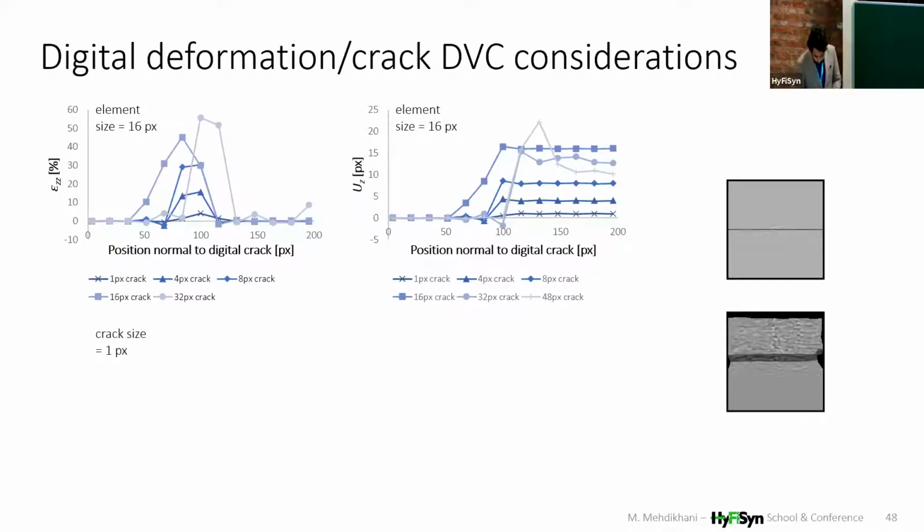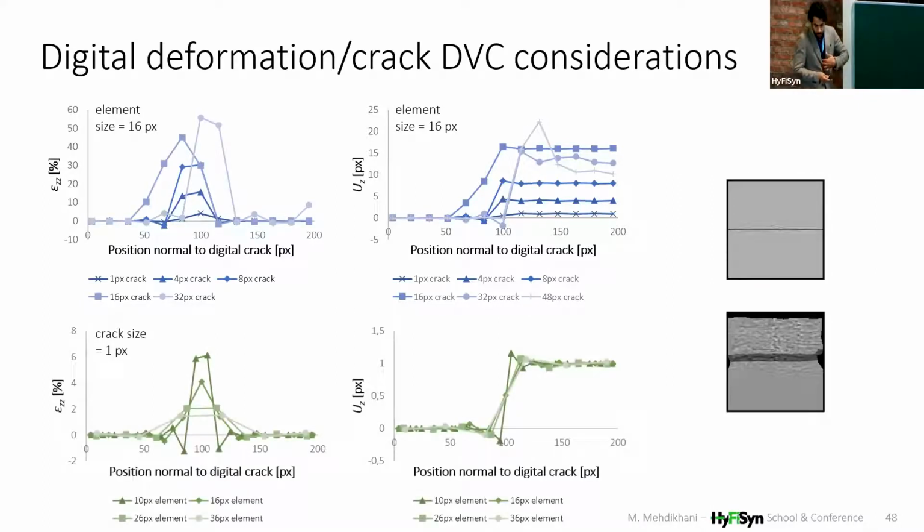Again, here I want to just briefly talk about the size of this crack. As you can see here, once we have a 1 pixel crack, it's detected quite well. And if we increase the crack size up to some extent, we see that it's detected quite nicely. But when we go, for example, to a value of 32, that's not the case anymore. This means that once we exceed the element size with DVC, we are not anymore able to characterize accurately the crack, which makes sense.